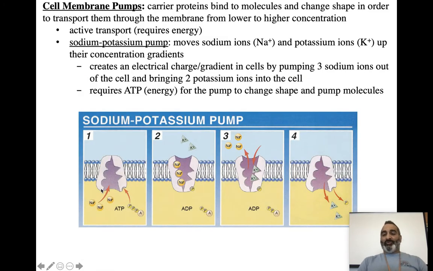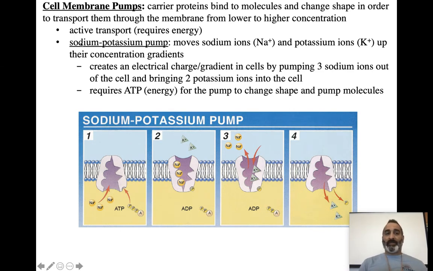Now, I just showed you that picture that showed you a pump. So pumps, if you see the word pump, pumps move things uphill. They move things where they don't want to naturally go. So active transport has to do with moving things where they don't want to naturally go. Things naturally want to go where there's less of them. Well, that's a natural movement of a material in nature.